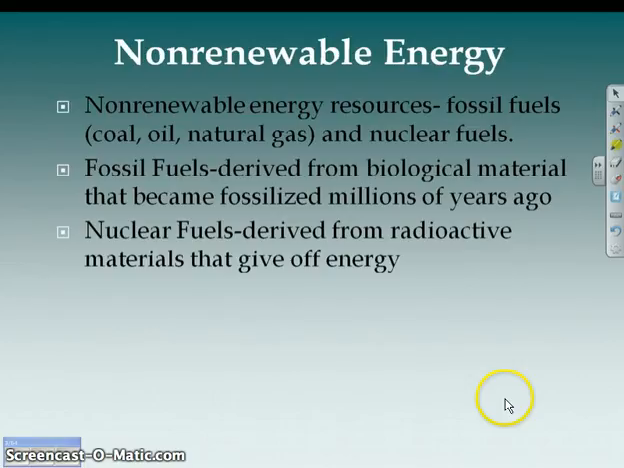So first, just to make sure everybody's on the same page, we want to talk about our basic terms. Non-renewable energy resources are energy resources that we do not have a finite amount of. We have a limited amount, and once they're gone, they're gone. Both fossil fuels and nuclear fuels are considered non-renewable resources. Fossil fuels come from biological material that became fossilized millions of years ago. And nuclear fuels are primarily radioactive. The main fuel is uranium. Also, sometimes depending on what kind of nuclear energy you're talking about or the use for it, plutonium as well.